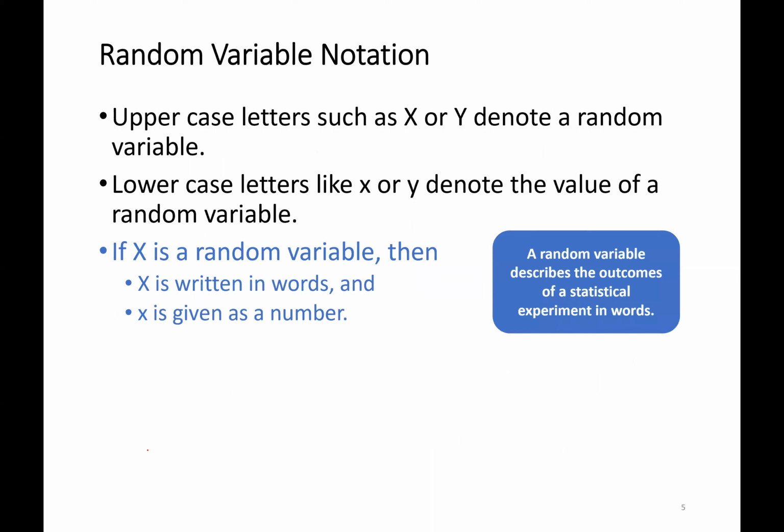So we use uppercase letters such as X or Y to denote a random variable. What's a random variable again? A random variable is a description of the outcomes of a statistical experiment in words. And then we use lowercase letters x and y to describe the values that that random variable can take on. So big X is a description, little x is a number. If capital X is a random variable, then big X is written in words and little x is given as a number. So little x are the values that your random variable can take on.